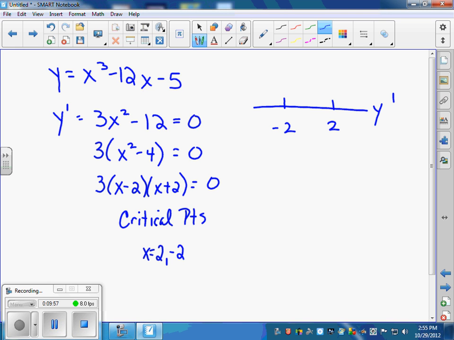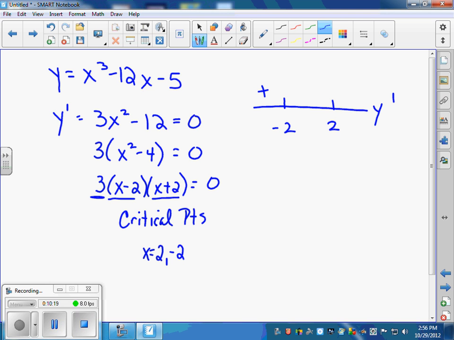Pick a number smaller than negative 2, like negative 3. If I put it into my derivative, and I always go back to the factored one, it's going to be easier. That's going to be positive. Remember, I'm using negative 3. Negative 3 minus 2 would be negative. And then negative 3 plus 2 would be negative. So I have positive, negative, negative. Well, that's going to end up being positive.